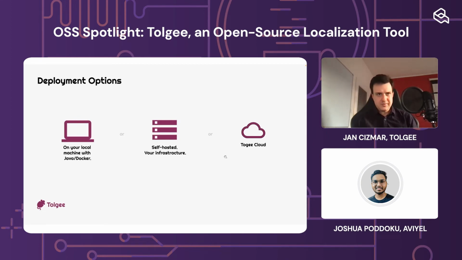So if you don't want to care about how it's deployed and what servers you need for that, and you don't want to pay your own engineers to deploy it on your infrastructure and keep it updated, you can just use Tolgee Cloud and you have everything done. And we also have free plans, so for smaller projects it's completely free.